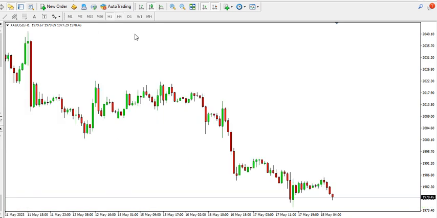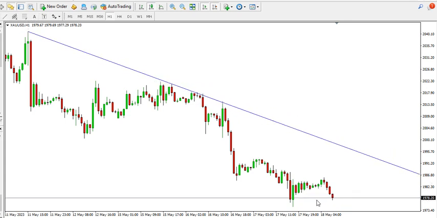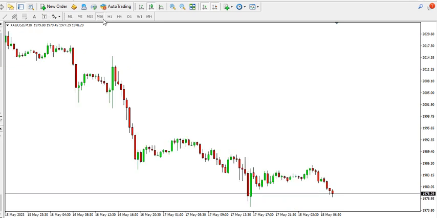On the 1-hour time frame, what do we have? The trend is bearish. Just look for selling opportunities. Look for how to short gold. You can see what's going on. On the 30-minute time frame, still bearish. Price continues to drop.